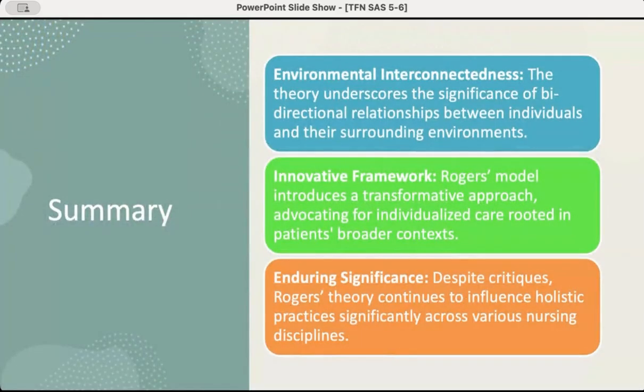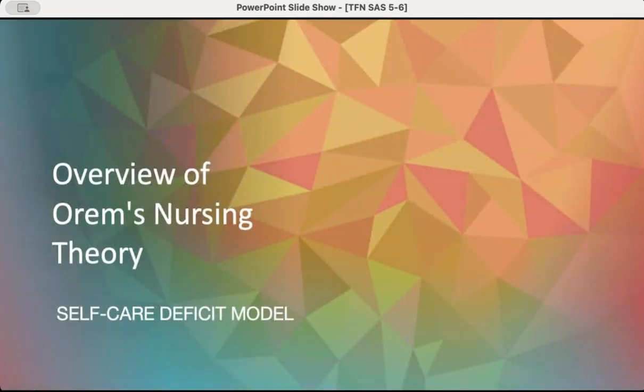And to summarize Rogers' theory, we underscore the significance of the bidirectional relationship between the individual and their surrounding environment. We also have the model introducing a transformative approach, advocating for individualized care rooted in patients' broader context. And despite some critics, Rogers' theory still continues to influence holistic practices significantly across various nursing disciplines. Now we'll proceed to Orem.